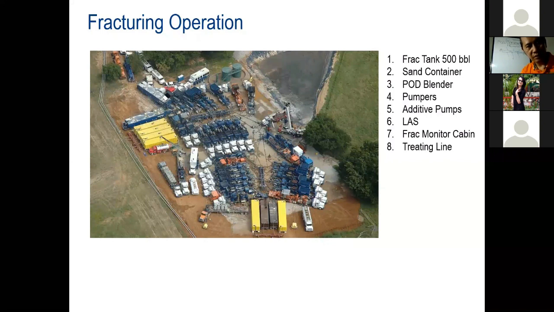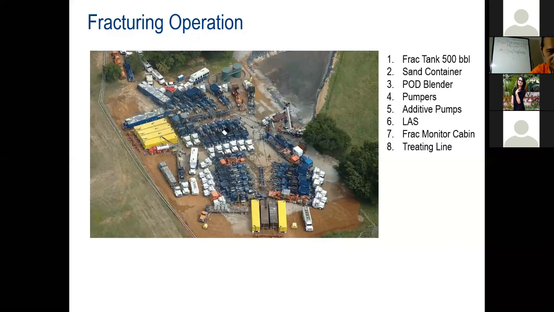The sand or the proppant is coming to here. These two trucks here, we call this the blender. So the gelling water is sucked into the blender, and the proppant is poured into the blender as well. The blender will mix these fluids and proppant together and send it to the pumps.